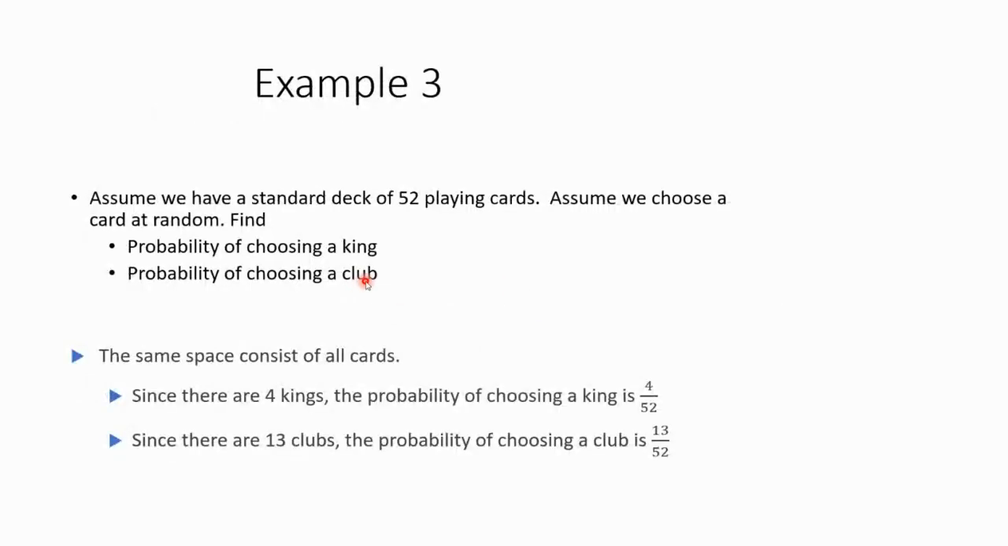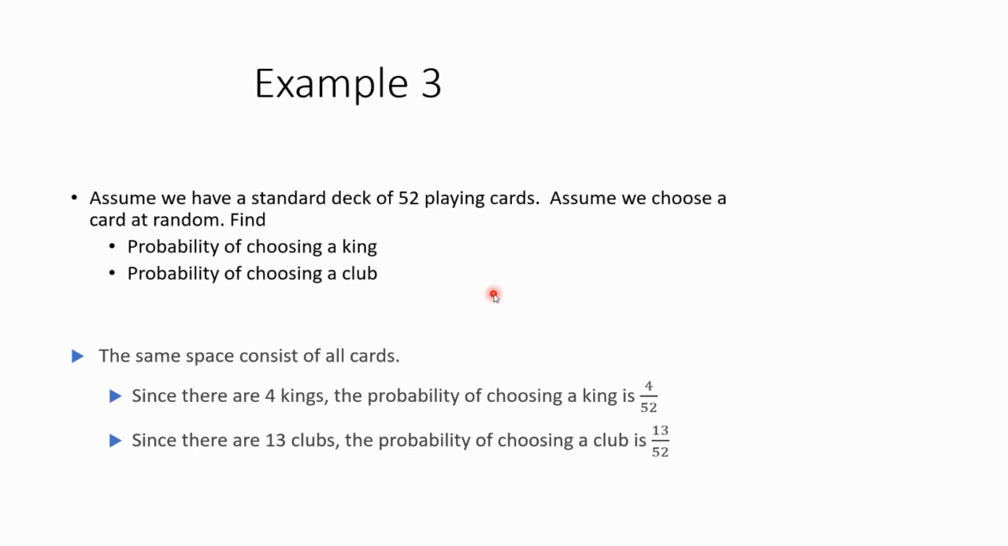So for instance, let's suppose we have such a standard deck of 52 playing cards. And let's say we decide to draw a card at random. What's the probability of choosing a king? And then also find the probability of choosing a club, in other words, a card from the suit of clubs. Well, again, what would the sample space be here? That would be all 52 playing cards, right? As we said on the previous slide, all 52 cards.